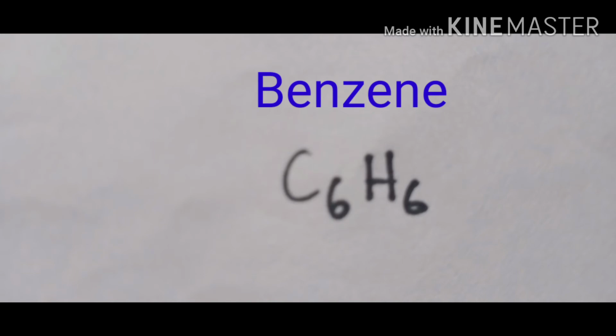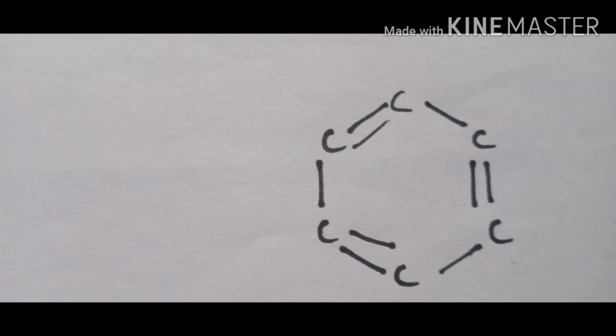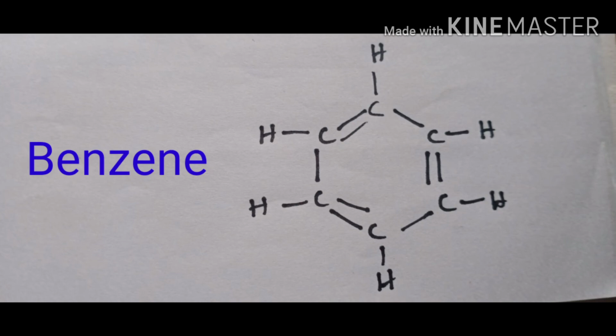Now, let us consider the case of benzene. Its molecular formula is C6H6. Then, how can we draw its structure? First, we can draw a ring of 6 carbon atoms like this. After that, put double bond alternatively in between the carbon atoms. Then fill the remaining valencies of carbon atoms with hydrogen, and this is the final structure of benzene.